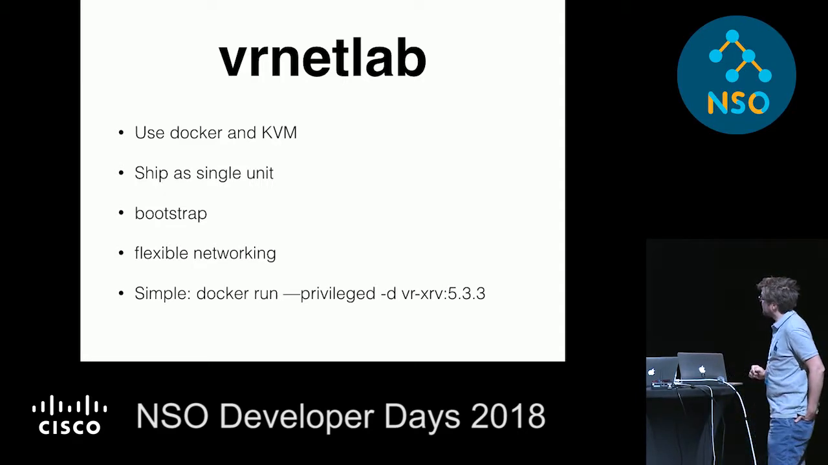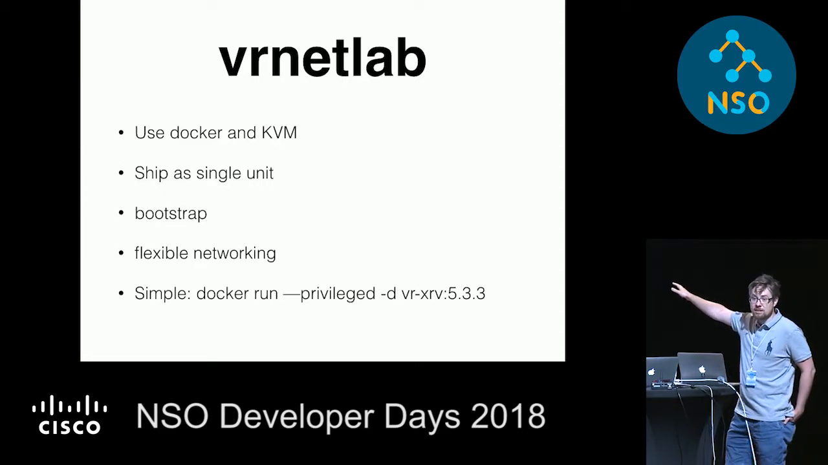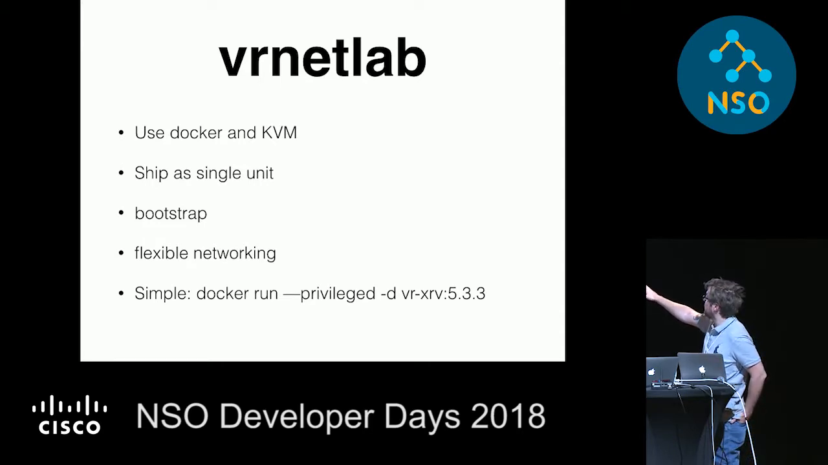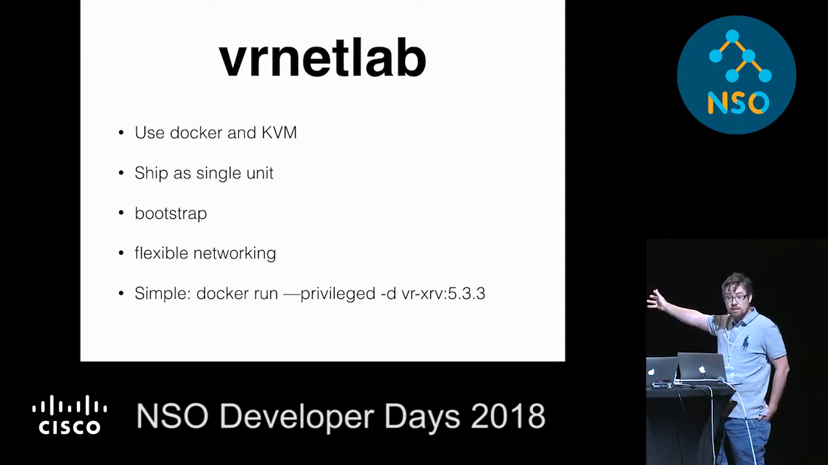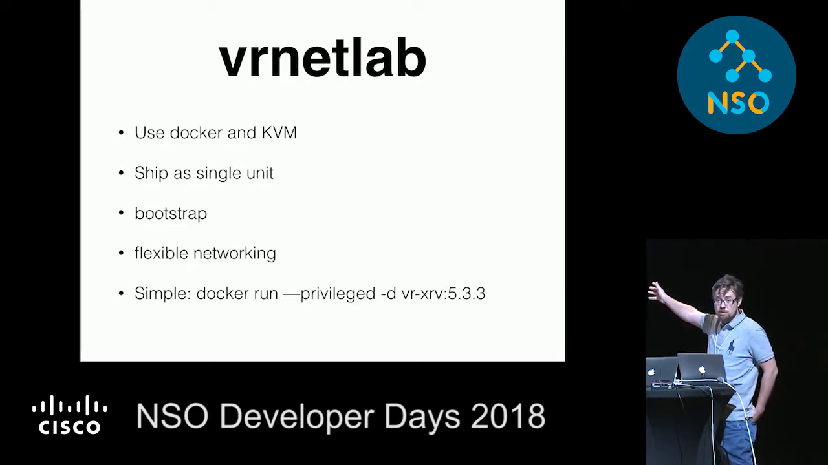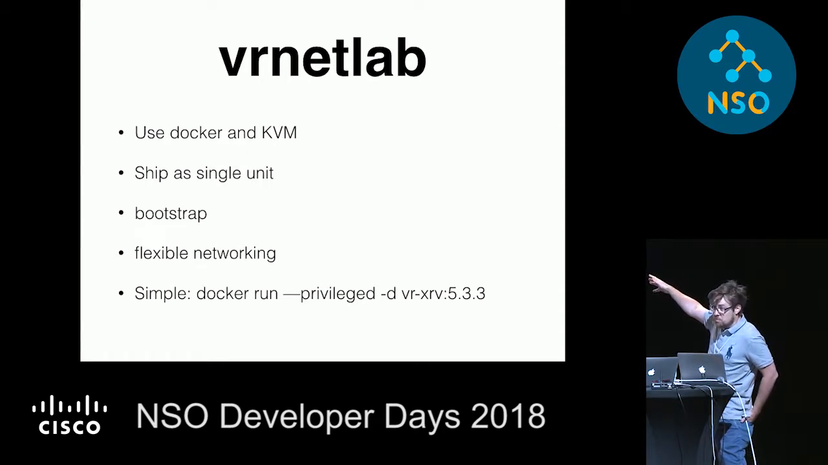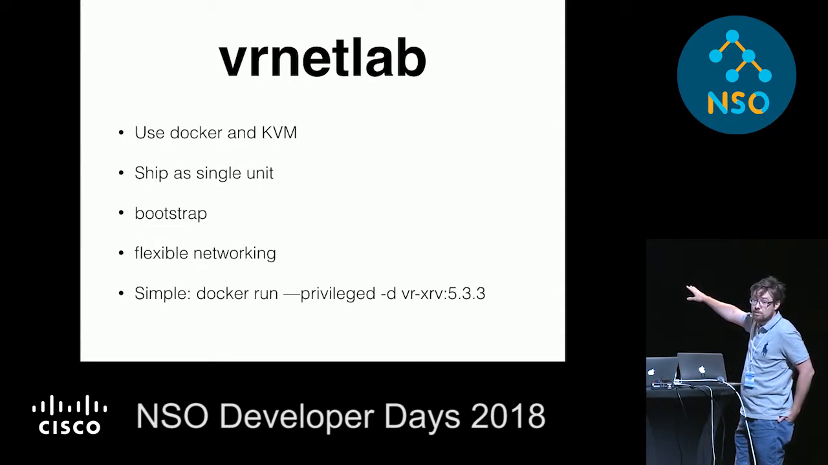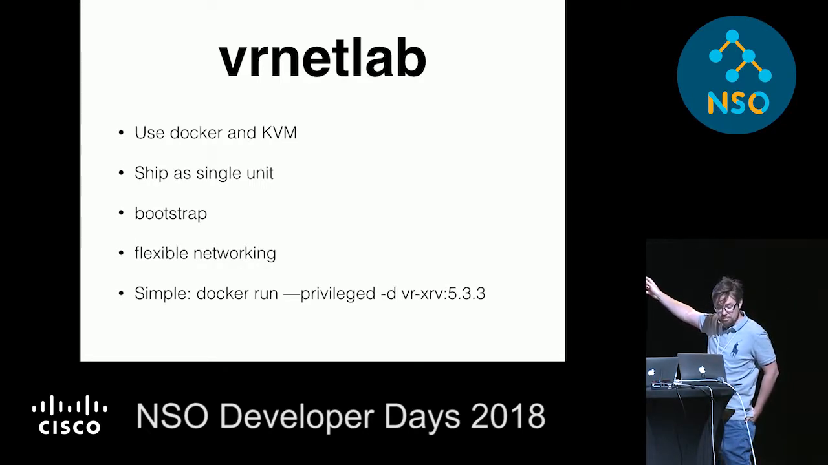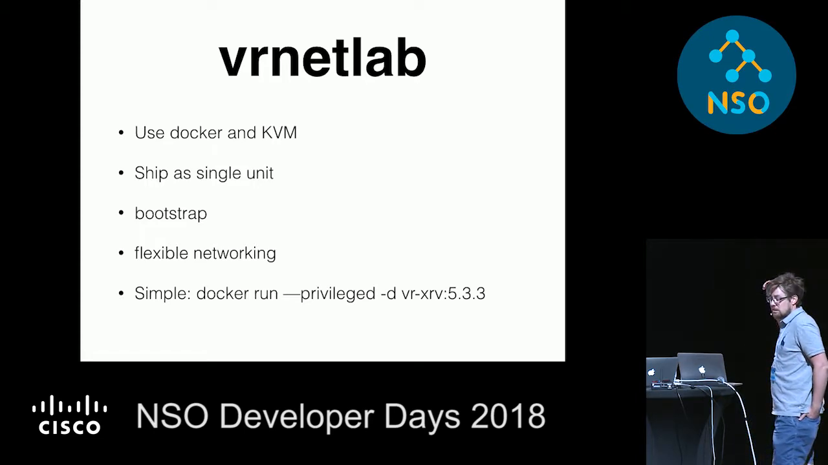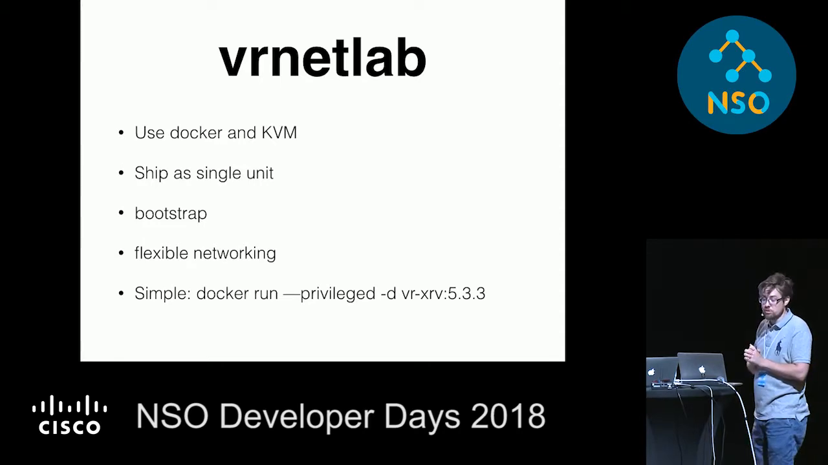So above all, it's very simple to use. This last thing here is a command line to actually start this thing out. We do docker run. We have to tell it privileged. This enables KVM hardware acceleration. If you don't do that, it's going to be very, very slow. Dash d is for daemon, put it in the background, and then the name of the Docker image, vr-xrv 5.3.3 in this case. It's an old slide. We're using something newer now. All the various vendor routers all have the same interface. It doesn't matter if it's XRV or if it's VMX, it still looks the same when you're starting it up.